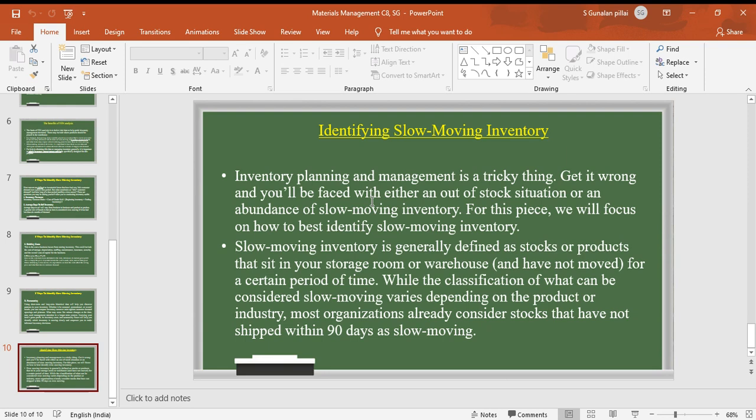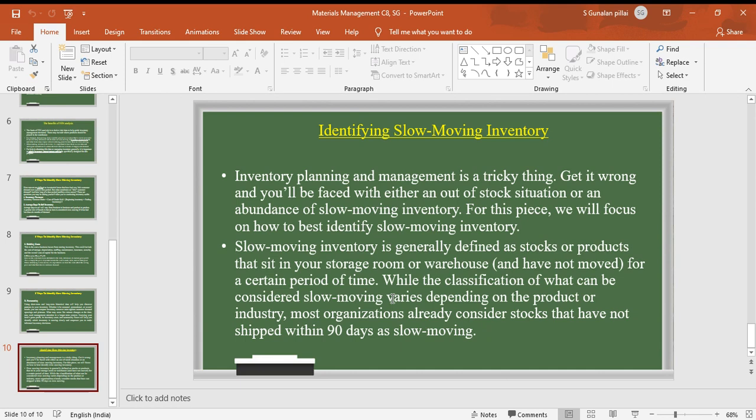So for slow moving identification, inventory planning and management is a tricky thing. Get it wrong and you will be faced with either an out of stock situation or an abundance of slow moving inventory. For this phase, we will focus on how to best identify slow moving inventory. Slow moving inventory is generally defined as stock or products that sit in your storage room or warehouse for a certain period of time.